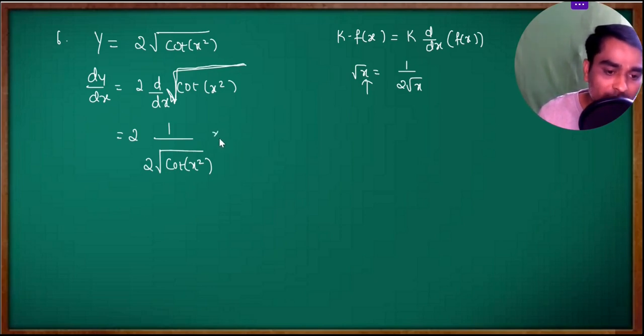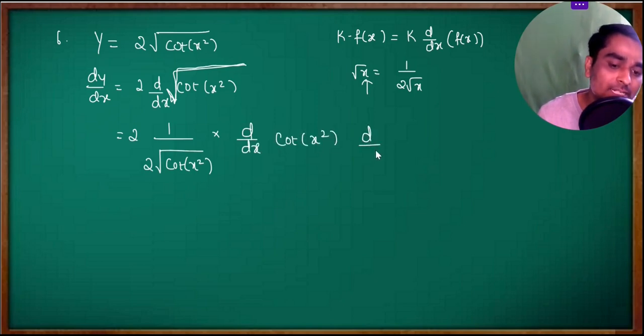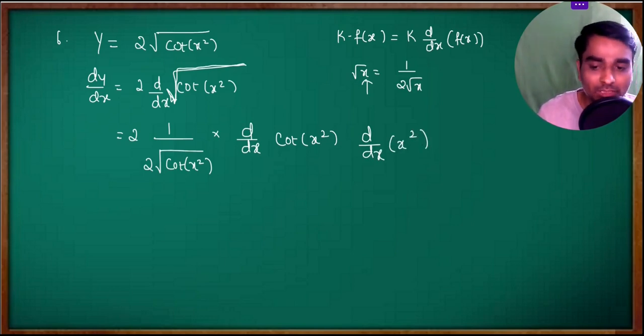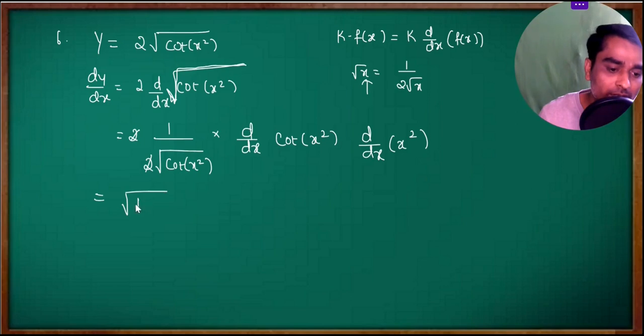Correct? Now again, chain rule, we have to find the differentiation of cot of x square. Then lastly, we need to find the differentiation of x square. Okay, these three things we need to do. Can I cancel this 2 with this 2? Yes, I can cancel. Can I write 1 by root cot x square as root tan x square? Because we know 1 by cot is tan, correct?